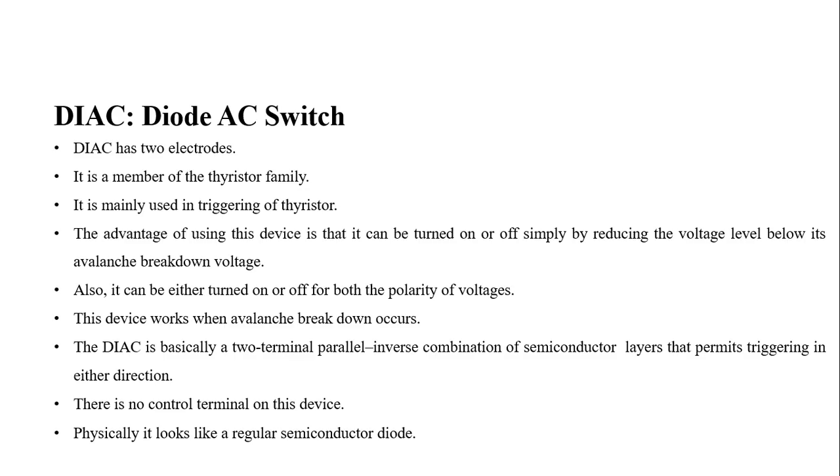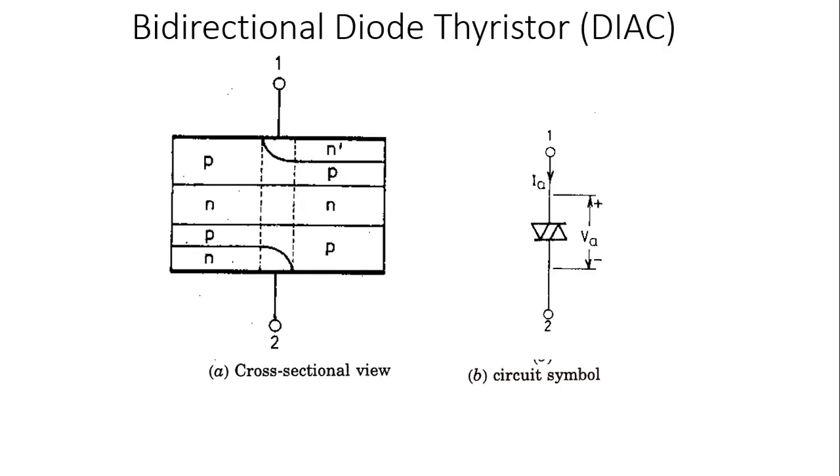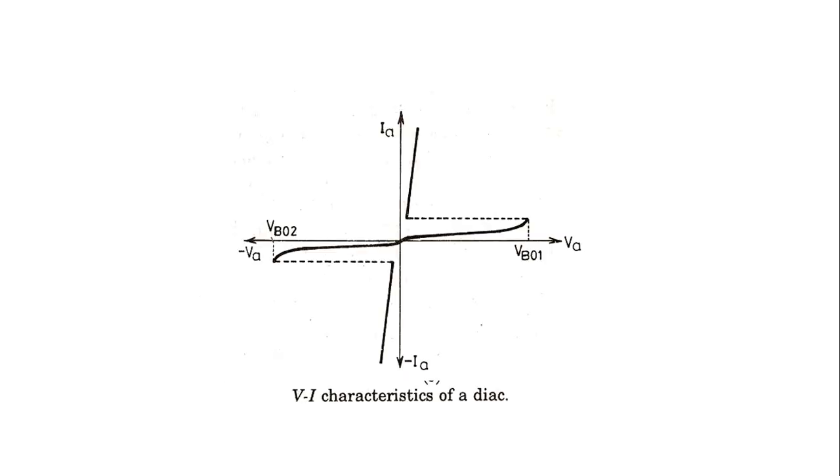The DIAC is basically a two-terminal parallel inverse combination of semiconductor layers that permits triggering in either direction. There is no control terminal in this device. It is an uncontrolled device. Physically it looks like regular semiconductor diodes connected in anti-parallel. So this is the symbol and the construction. It is similar to two diodes connected in reverse or in anti-parallel. And this is the characteristics. If we increase the anode to cathode voltage beyond the breakover voltage, it will start conduction, and similarly it will conduct for the reverse.